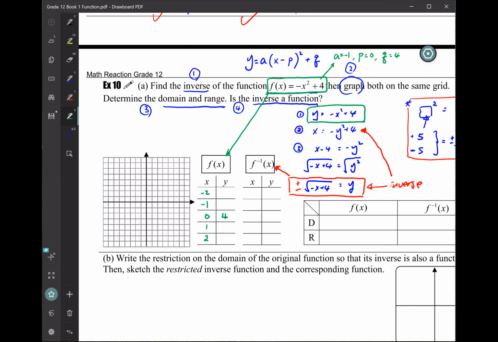Hello? Samantha? Can you hear me? Samantha? -2 squared is 4, and then you times it by negative. What would it be?